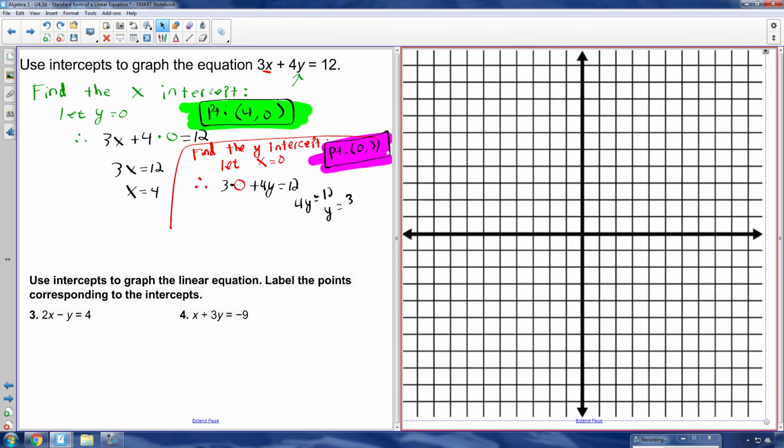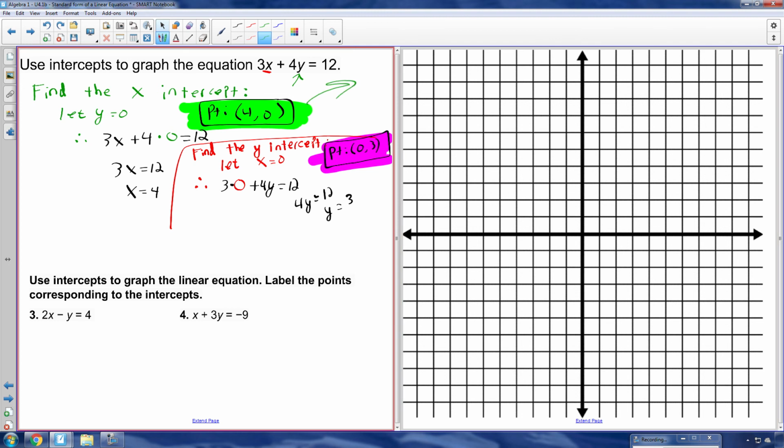Okay, so there we go. Let's plot the first point. You see the point in green right there? (4, 0). Where is that? Well, that's on the x-axis, right? At 4 and up 0. This is that point, (4, 0).